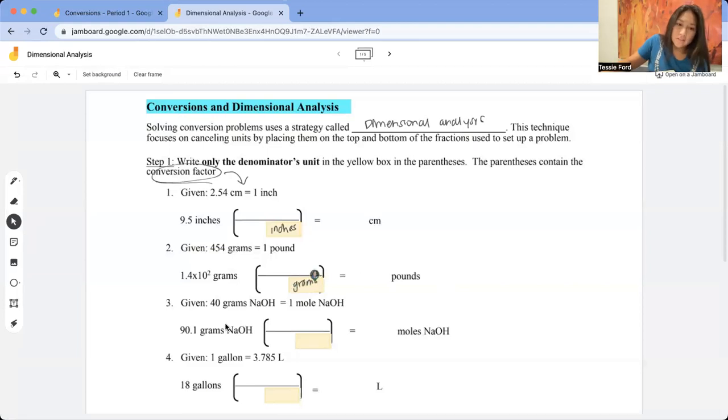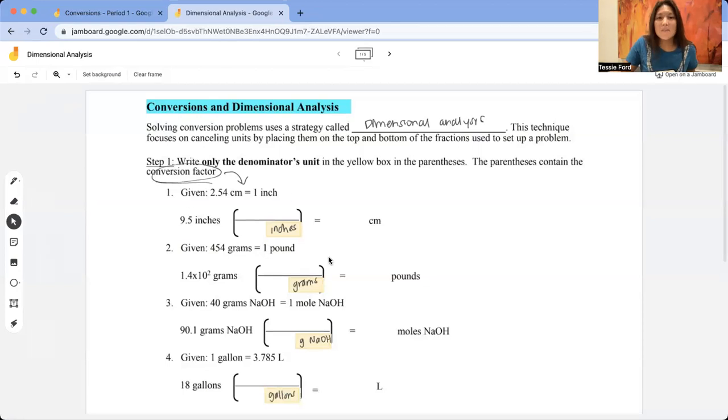And then right here, 90.1 grams of sodium hydroxide, changing that into moles of sodium hydroxide. So it goes on the bottom: grams of NaOH. So copy along. And then again, gallons: we want to get rid of gallons and turn it to liters. So gallons go on the bottom. Easy. That's the first step.